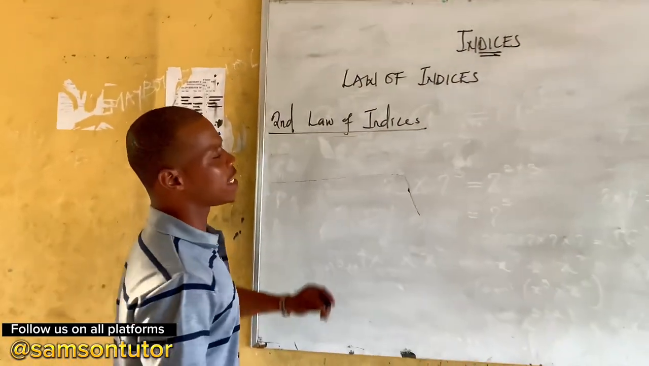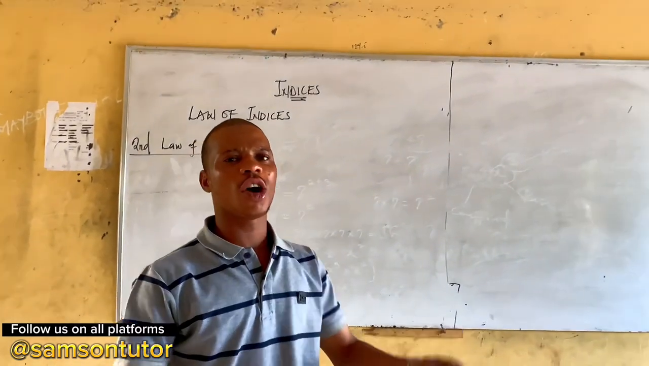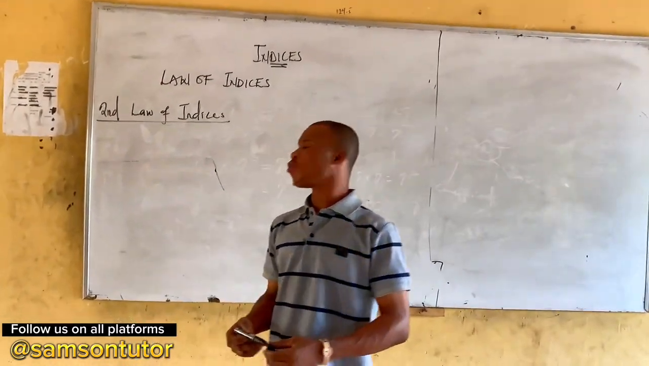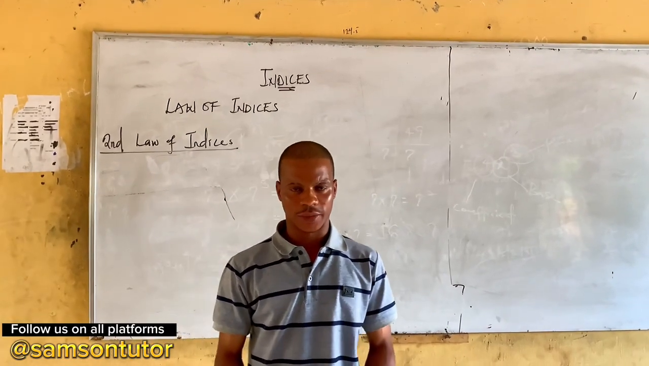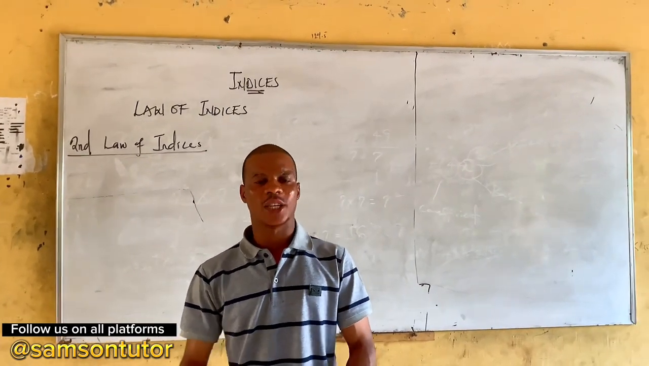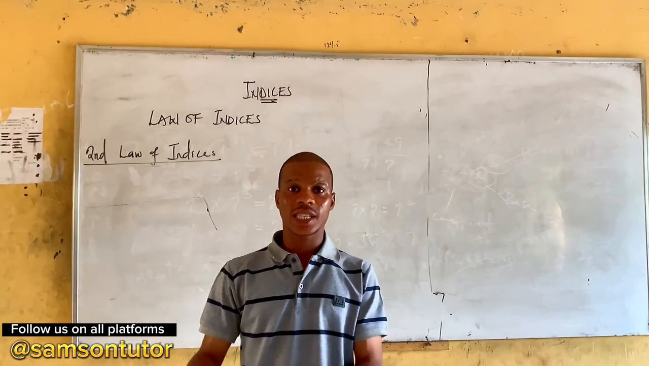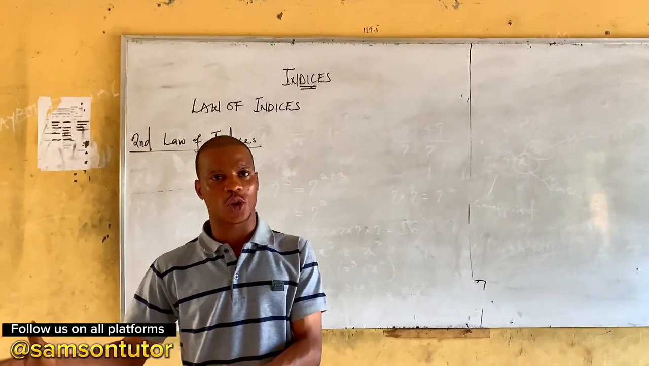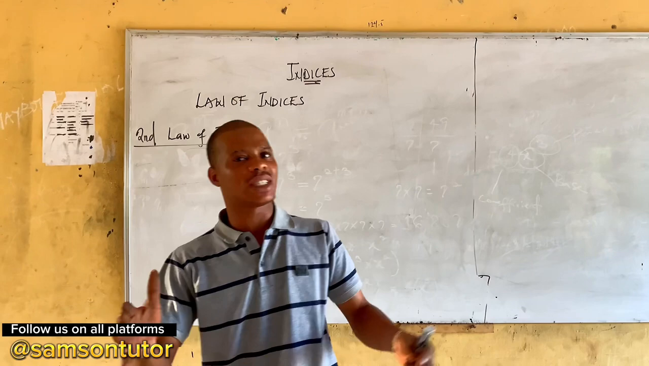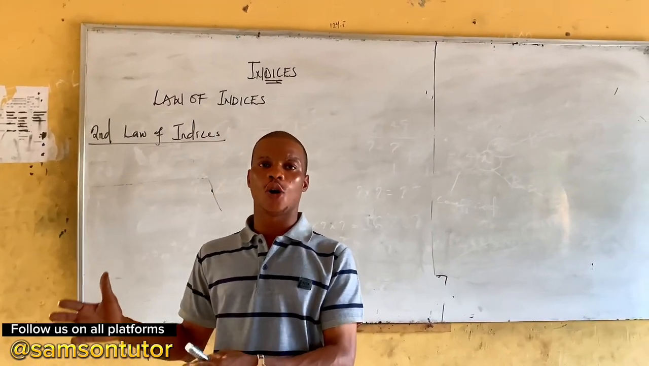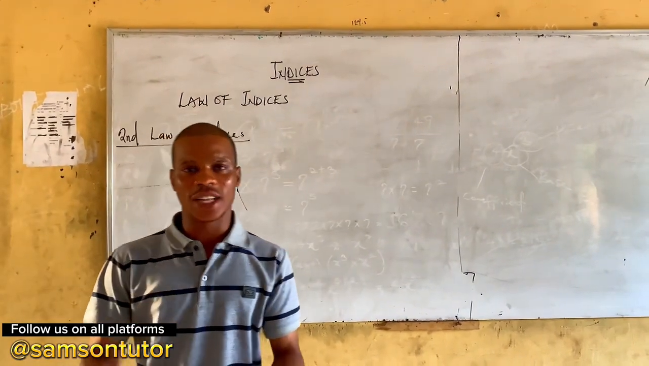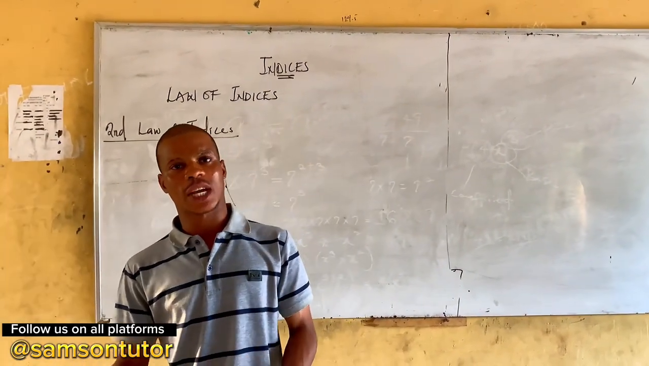Now, we also look at the second law of indices. The second law of indices says that whenever we have the same base dividing each other, you take one of the base and you subtract the power. It's similar to the first law, but the first law says that whenever we have the same base multiplying each other, you take one of the base and you add up. Here in the second law, whenever we have the same base dividing each other, you take one of the base and you subtract the power.